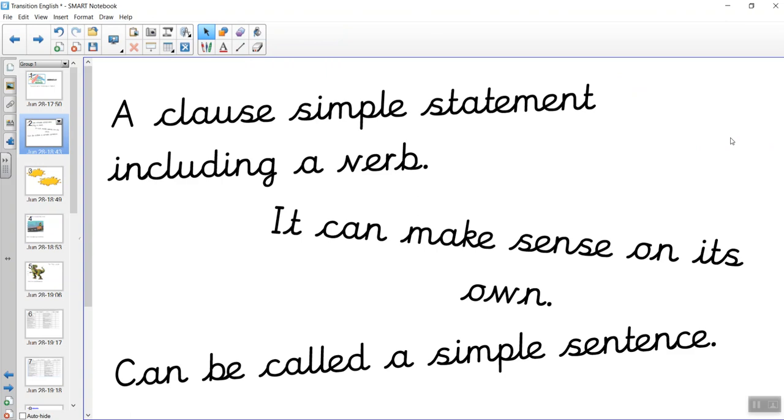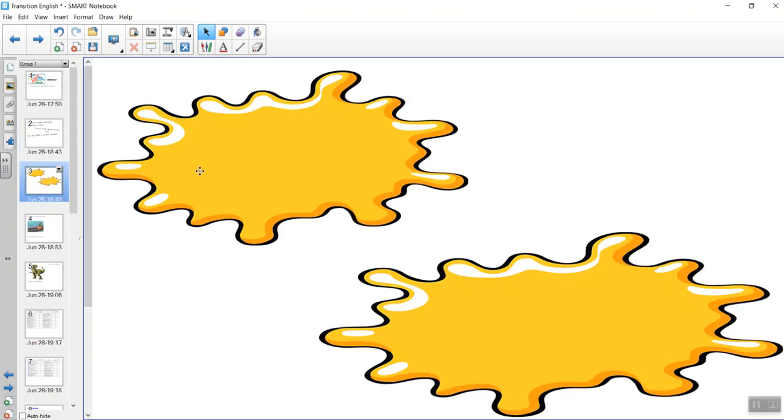It was left is a clause, but it doesn't really make sense on its own. And he was excited is a clause. It doesn't really make sense on its own. So let's look at a little bit more detail.